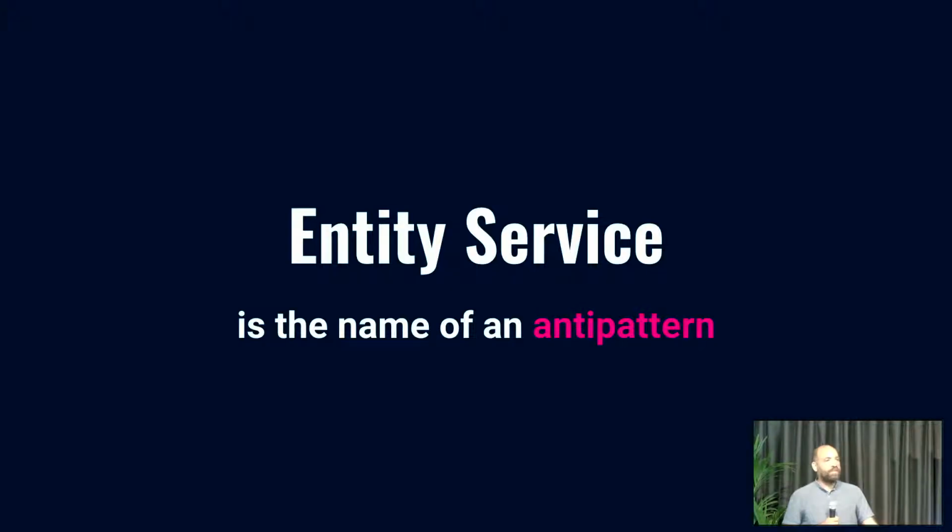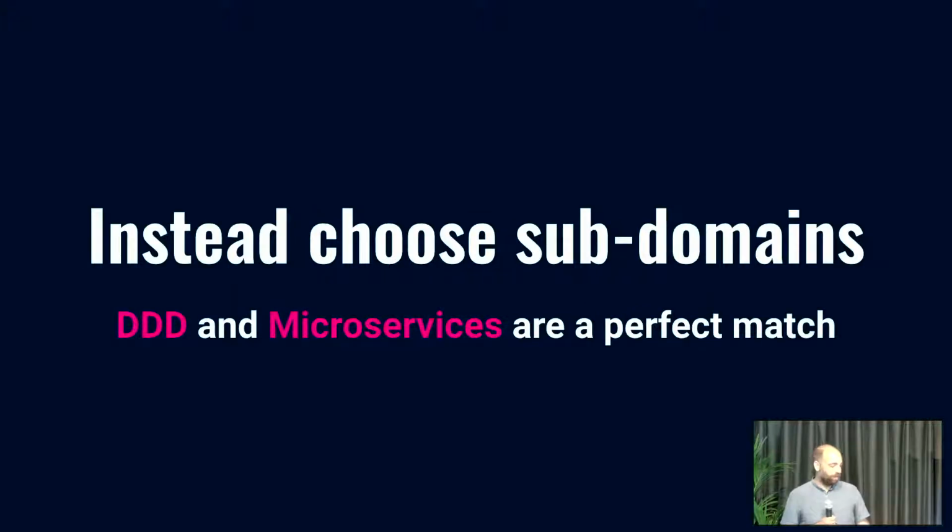Nouns in service names are something to check out. Doesn't necessarily mean it's bad, but it's something to check out. Instead of having nouns as service names, you might want to choose a subdomain as a boundary for a service. And by subdomain, you can think of an area of business, for example. So if you have an e-commerce application, you could think of something like fulfillment.